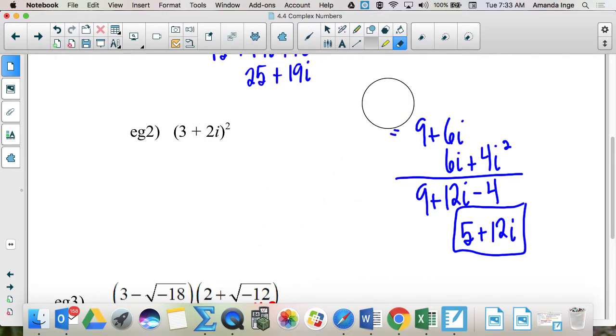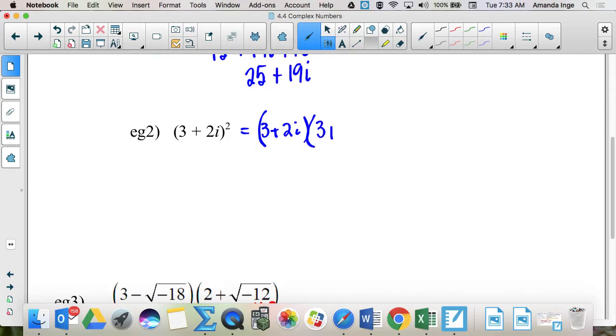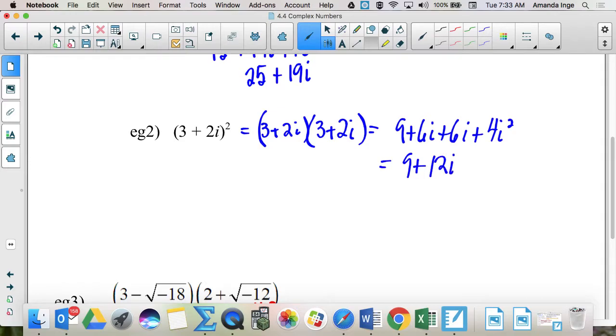So my next example, remember you should write this down twice and FOIL it. So I get 9 plus 6i plus 6i plus 4i squared. So here I get 9 plus 12i. Remember that i squared is equal to a negative number, so -1, so I have -4. This is 5 plus 12i.